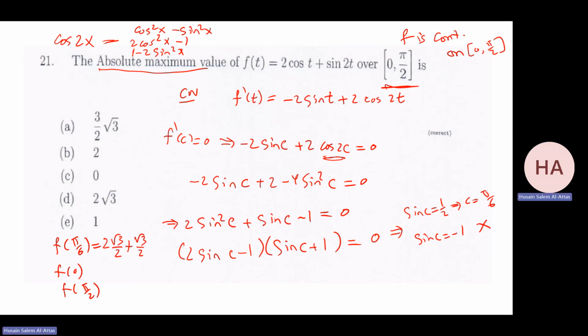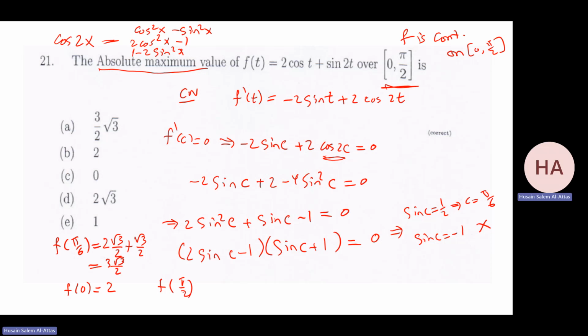And that is equal, let me take this below. Square root of 3 plus square root of 3 over 2, that would be 3 square root of 3 over 2. Very clear. f at 0, cosine 0 is 1, and sine 0 is 0, so it will be 2. f at, what is it? Pi over 2.